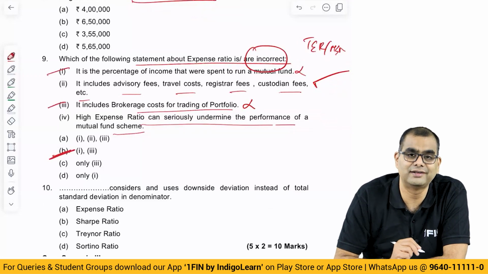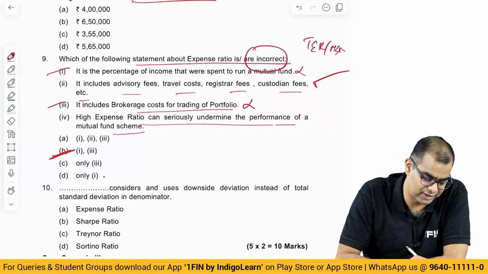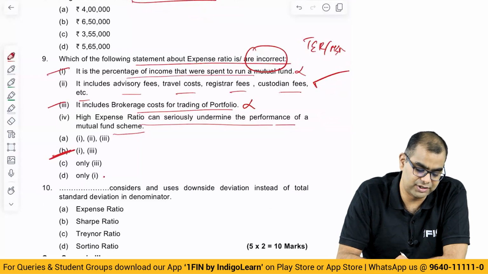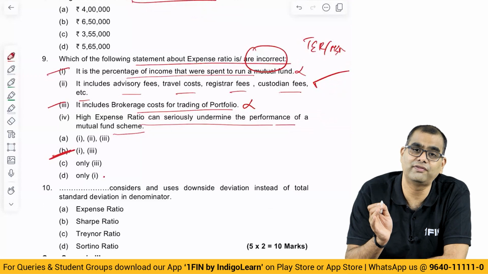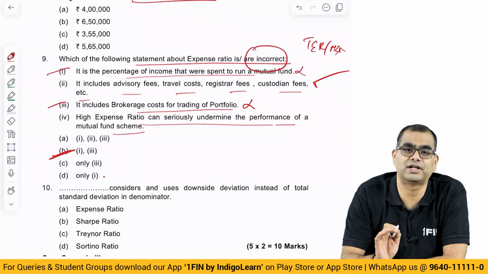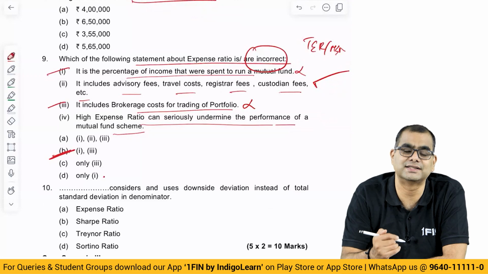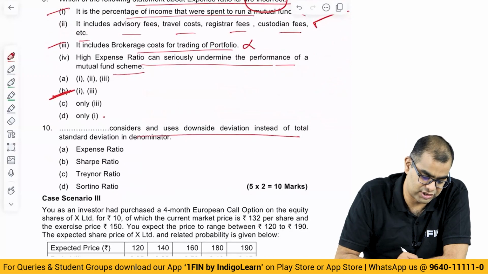But I think in the answers they have incorrectly given it as D, but the correct answer is B. Both 1 and 3 are wrong, because the percentage of income that you spend running a mutual fund is not the expense ratio. The percentage of total assets under management that you spend, total expenses divided by total assets, that is the expense ratio.